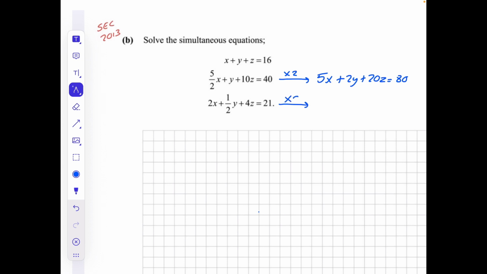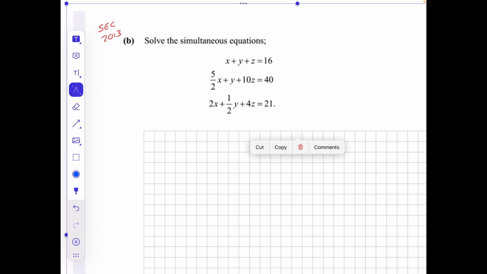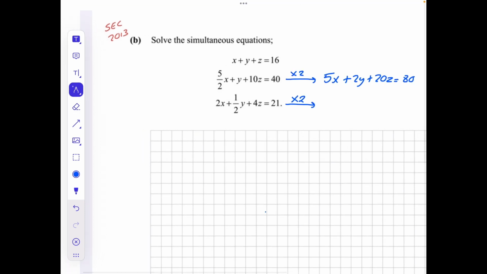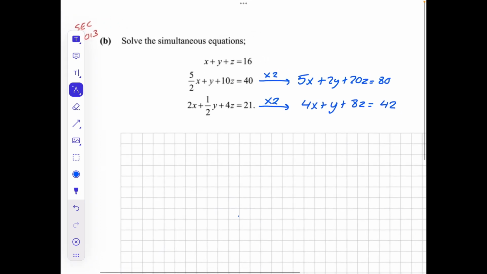I'm going to do the same thing with the bottom one. Okay, so equation 3. Again, because there's a 2 on the bottom of the fraction, I can multiply the whole line by 2. So it'll be 4x plus a half multiplied by 2 is going to just give me y plus 8z is equal to 42. Okay, now I have my equations 1, 2 and 3. No fractions involved, so I can continue as normal.